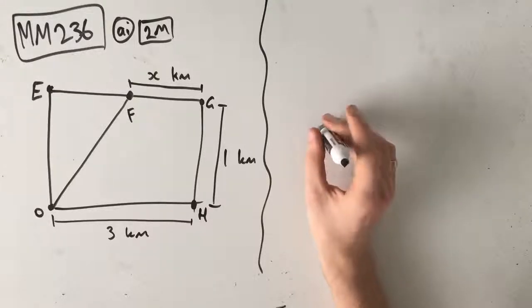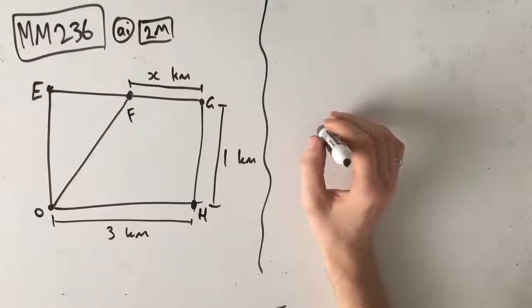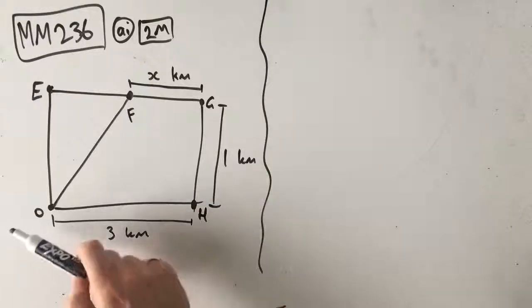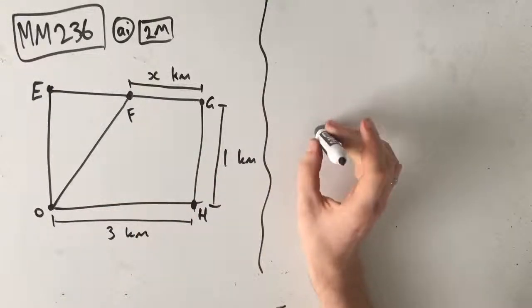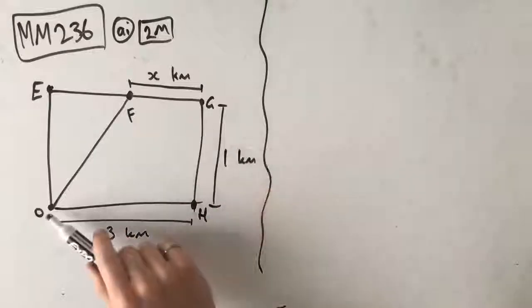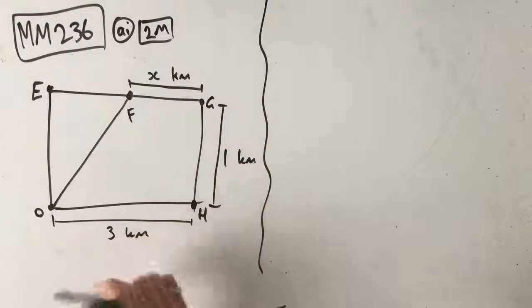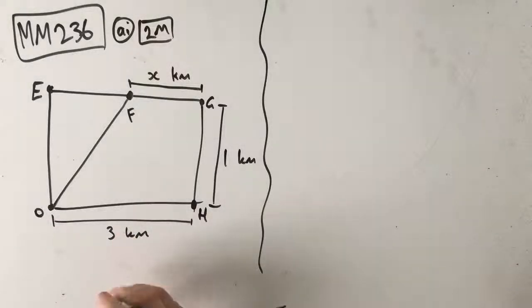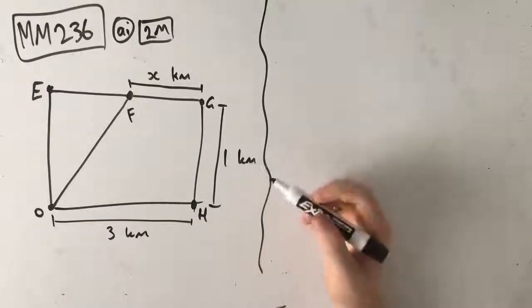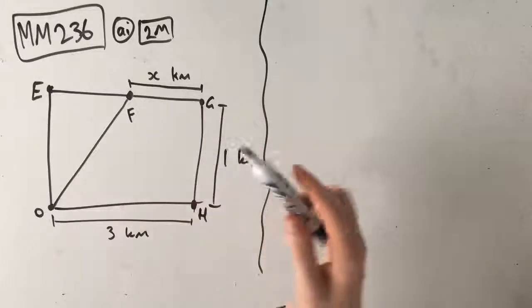So part A says Leah's first design is created for the purpose of travelling to the greenhouse in the least possible time. They drive to the greenhouse many times each day and do not want to waste time. So, first part, if Leah can drive along dirt roads at 60 kilometers an hour and along bitumen roads at 100 kilometers an hour, show that t equals 1 on 300 times 5 root x squared take 6x plus 10 plus 3x, where t is the time taken for her to get to the greenhouse along the path OFG.